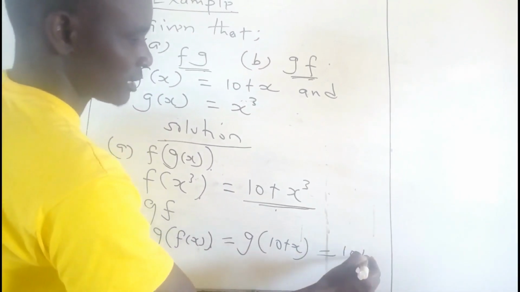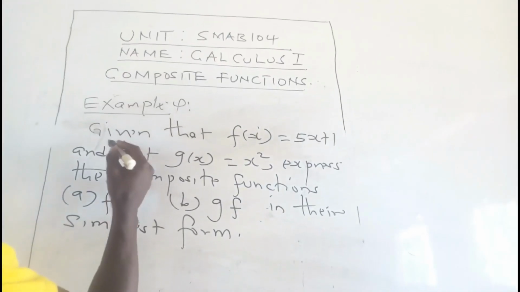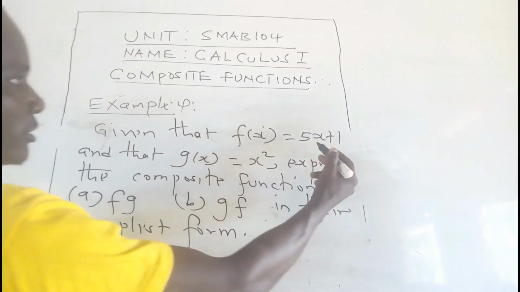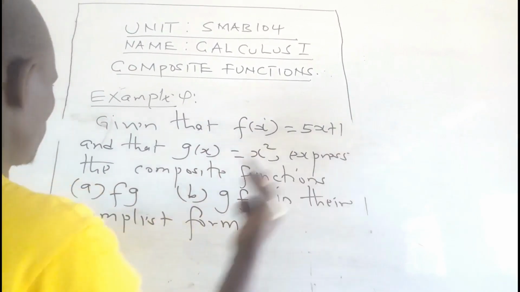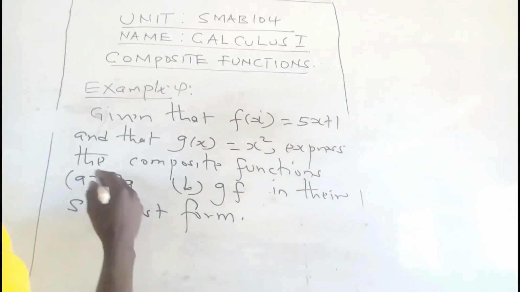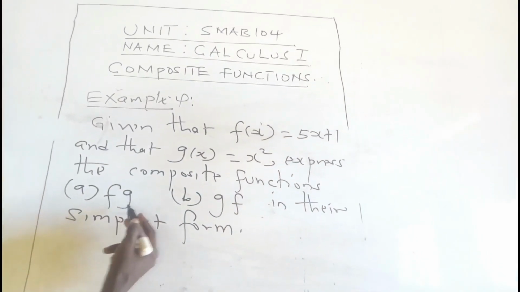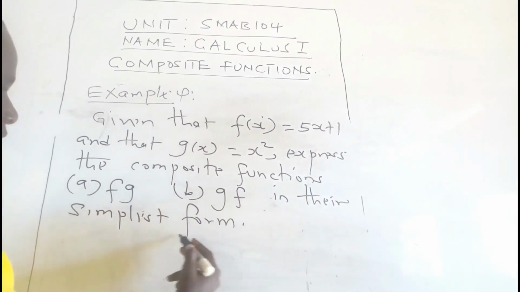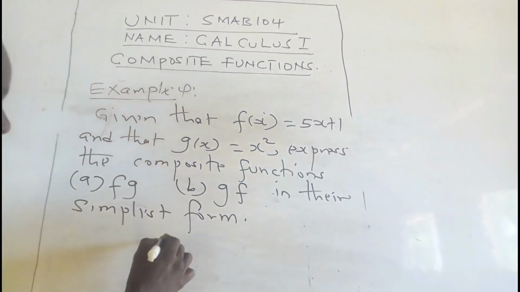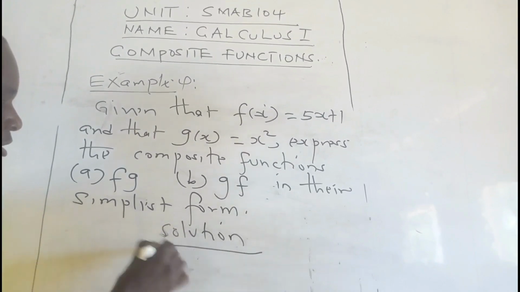So this one means 10 plus x, cubed. Next example: given that f of x is equal to 5x plus 1, and that g of x is equal to x squared, you're supposed to express the composite functions, that is f of g and g of f, in their simplest form. So the solution to that question.